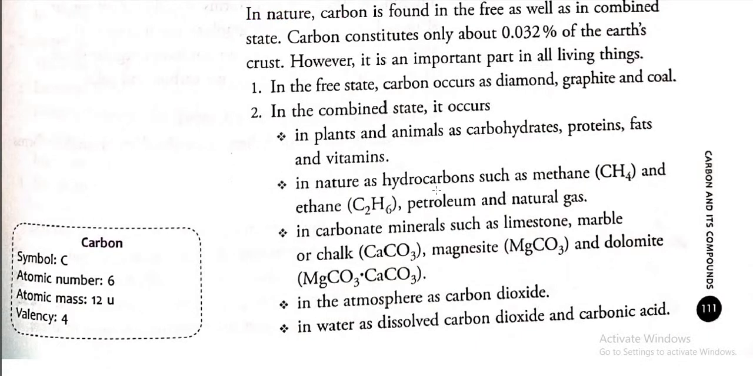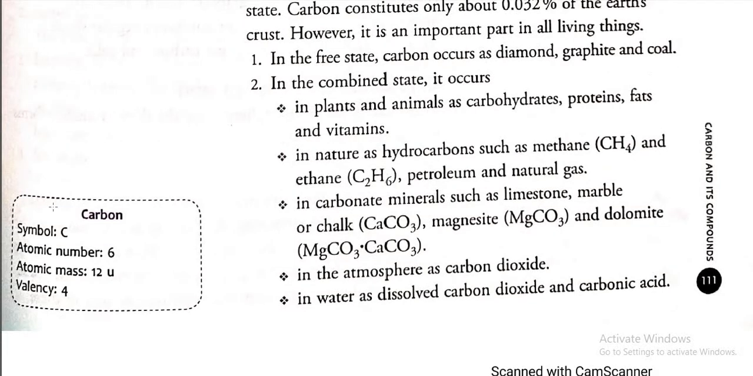In the combined state, it occurs in many plants and animals in the form of carbohydrates, proteins, fats and vitamins. In nature as hydrocarbons such as methane, ethane, petroleum, natural gas. In carbonate minerals such as limestone or marble or chalk, calcium carbonate, magnesite, magnesium carbonate, dolomite, magnesium carbonate and calcium carbonate. It occurs in the atmosphere as carbon dioxide, and in water as dissolved carbon dioxide and carbonic acid.